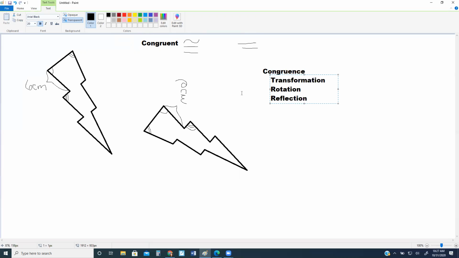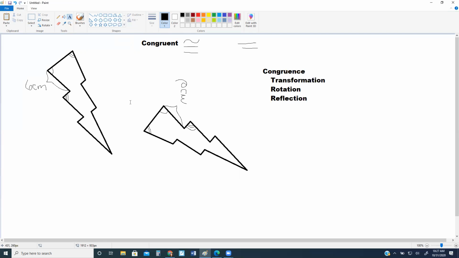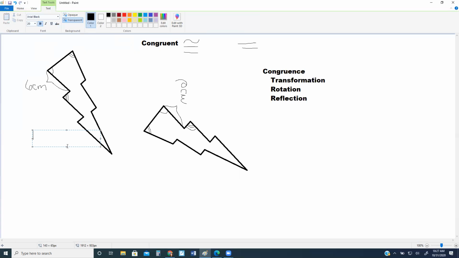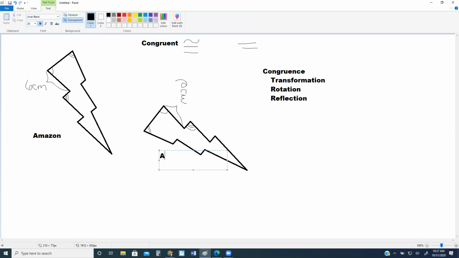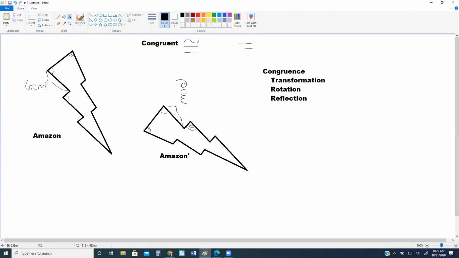So if I was looking at this and I was going to say, tell me the sequence of congruences that you would take to get from this guy to this guy. We'll call this guy Amazon, and we'll call this one, because it's not the same thing, it's been through a series of rigid transformations, Amazon Prime. Okay. So what did we do to get from here to here? Well, we first did a translation, then we rotated it, and then we reflected it. And that's what you would tell me.